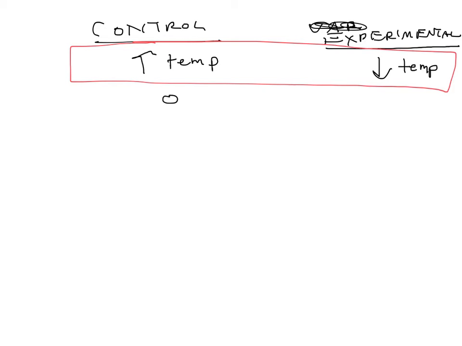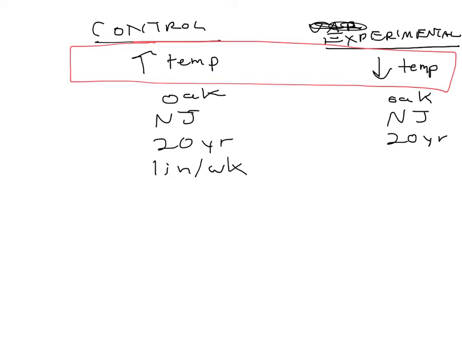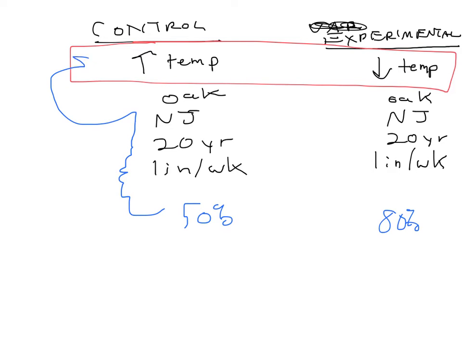So we talked about, if I have an oak tree here, I need an oak tree here. If I'm in New Jersey here, I need to be in New Jersey here. The age of the tree, the amount of precipitation, 1 inch of rain per week, needs to be identical. So this tells you that if something happens with a differential result, where this tree loses 80% of its leaves and this tree loses 50% of the leaves, well, the only thing that could have caused that, since all these factors were the same, was the one factor that varies.